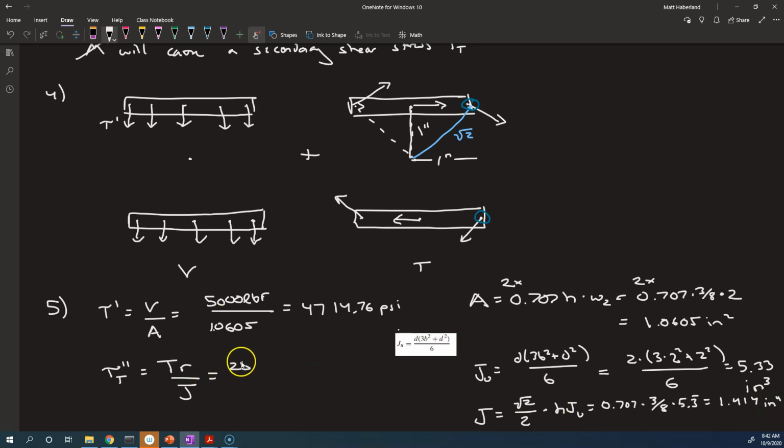This was 25,000 inch-pounds times a radius. What's our radius here? Well, we already determined it was root 2. And on the bottom, our J was actually root 2 as well. Works out nicely to 25,000 psi.